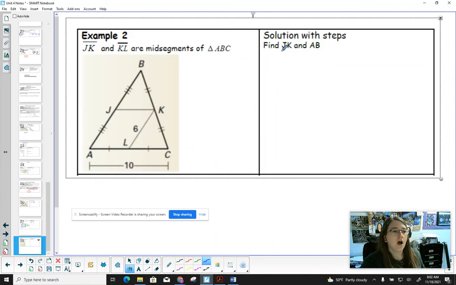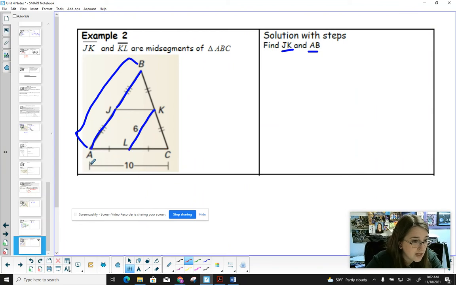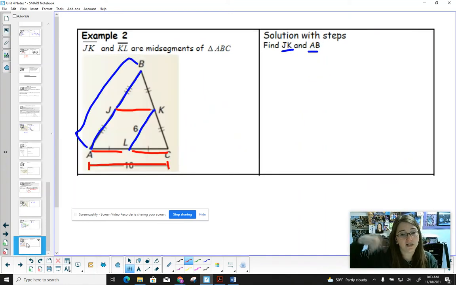Let's try one more. Okay, so I want you guys to do the same thing here. We want to find JK and AB. However, what I recommend you do is the fact that this is 6 is going to allow us to find this piece, and the whole. The fact that this is 10 is going to allow us to find this piece, and this one. So I want you to try and label all those pieces just like we did here, because if you can get that understanding of those connections, when you're looking for just one thing, it's easier to know what to look at. So go ahead and label your picture.